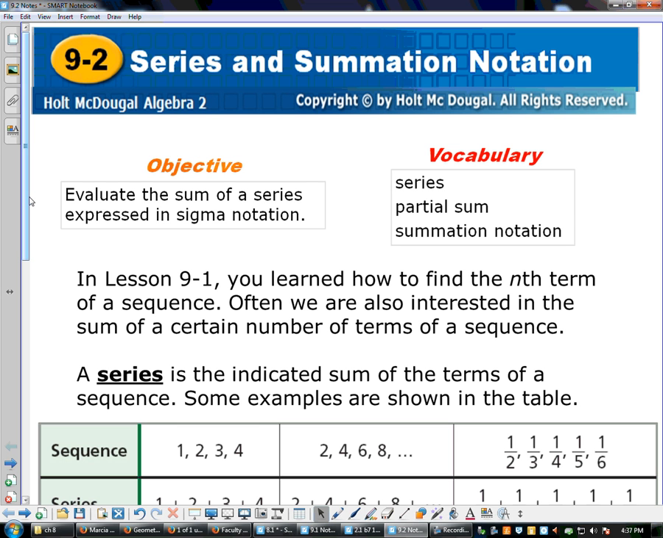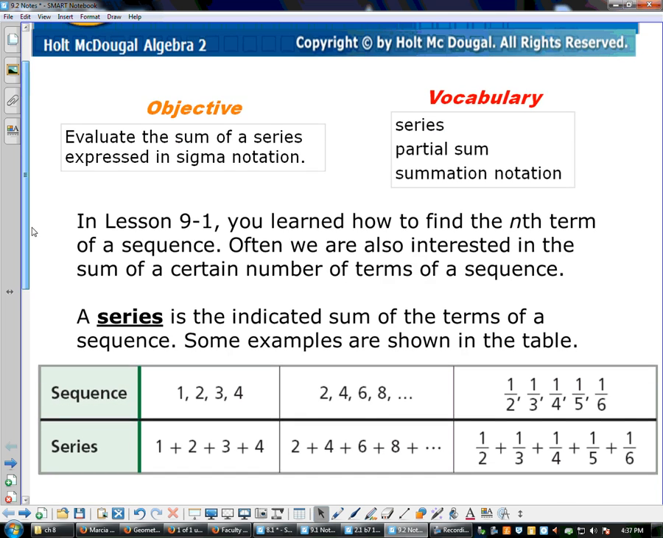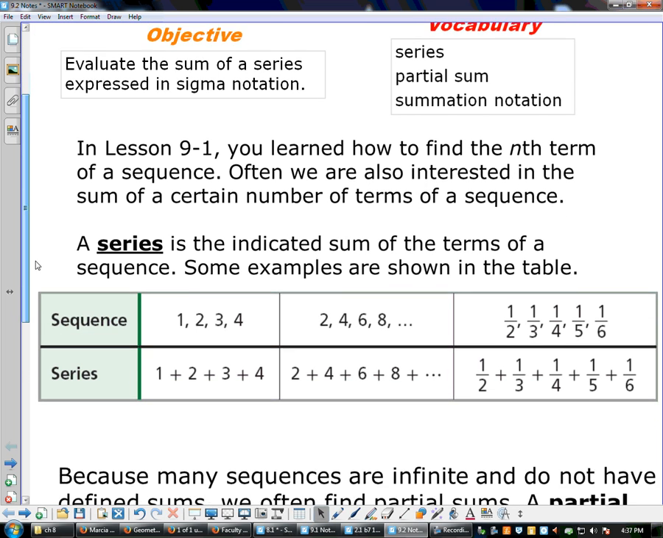In lesson 9-1, you learned how to find the nth term of a sequence. Often we are also interested in the sum of a certain number of terms of a sequence. So a series is that indicated sum of the terms of a sequence.